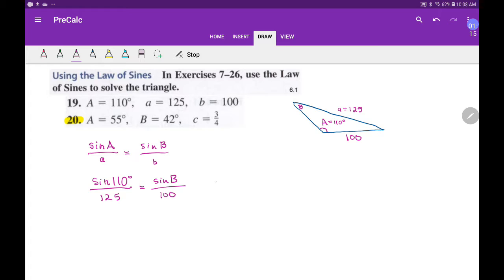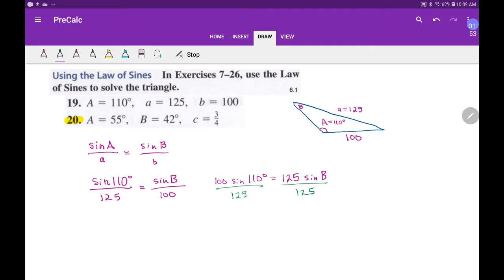So that's going to be 100 times the sine of 110 is equal to 125 times the sine of B. I'm going to divide both sides by 125. And when I do this, I'm going to make sure that my calculator is in degree mode. So let's see, I say 100 and 110. I take the sine of that and I multiply by 100. And then I divide by 125.